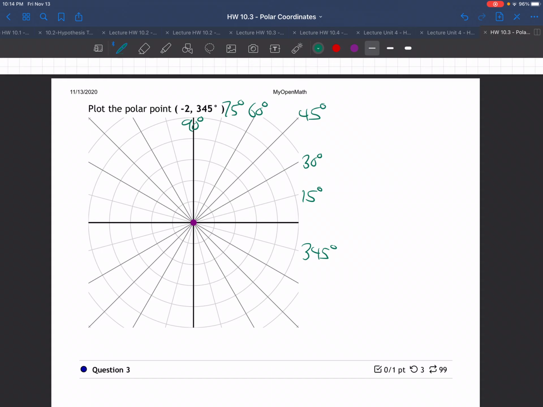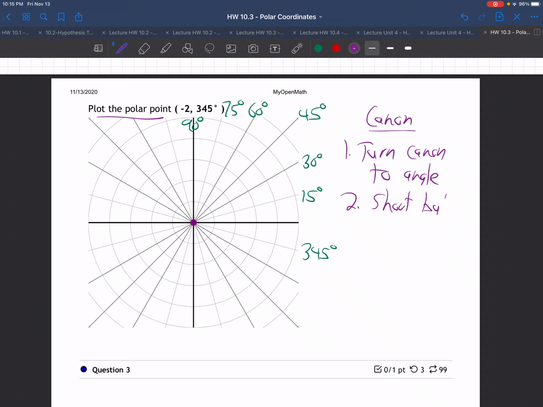So remember how polar points are found. It's like shooting a cannon. How does it work? Step 1, you turn the cannon to the right angle. And then you shoot the ball the distance of r.